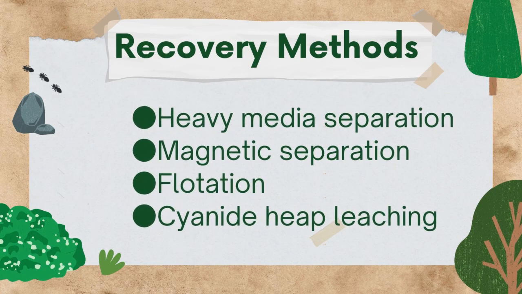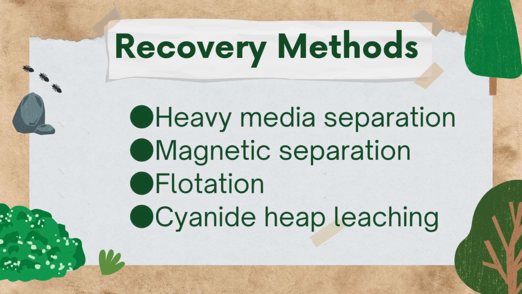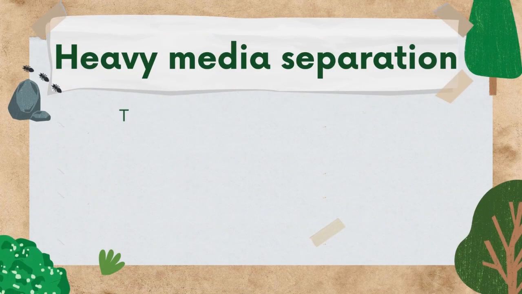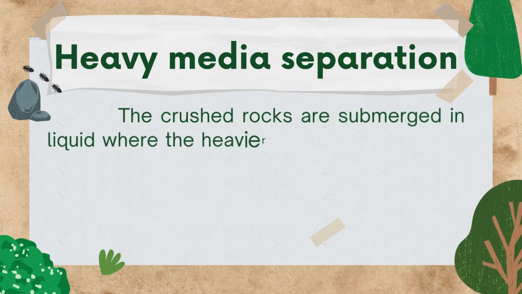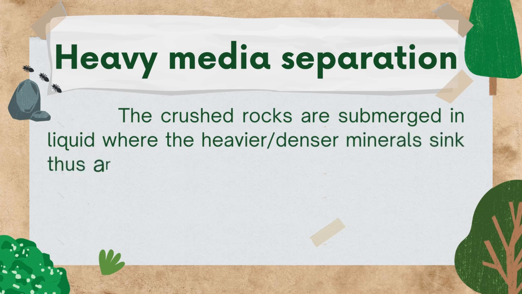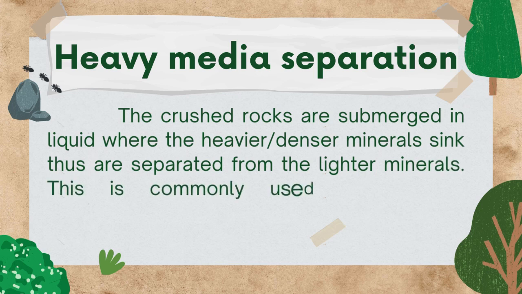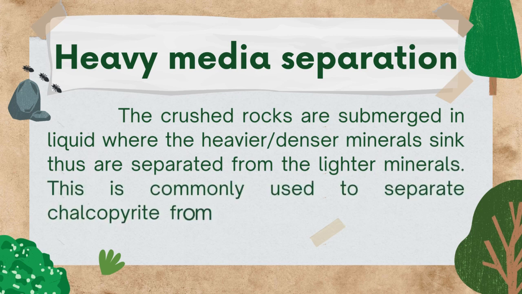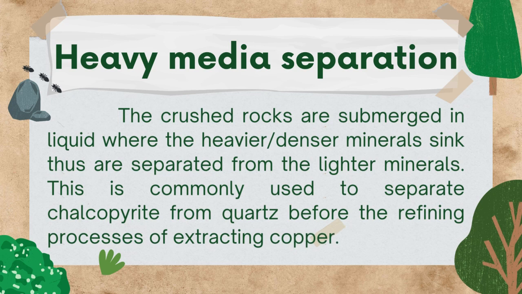Let us proceed with the examples of milling, recovery methods that separate ore from the waste rock once it has been removed from the ground. One, heavy media separation. The crushed rocks are submerged in liquid where the heavier or denser minerals, zinc, thus are separated from the lighter minerals. This is commonly used to separate chalcopyrite from quartz before the refining process of extracting copper.